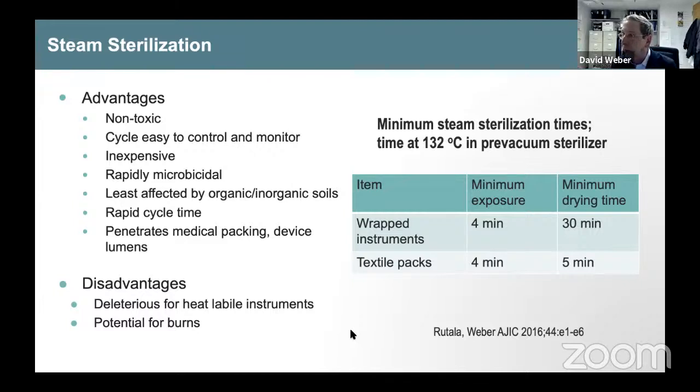And you can see the minimum steam sterilization times at 132 degrees in a pre-vacuum sterilizer for wrapped instruments and textile packs. And then there needs to be a drying time to remove any water vapor, since you don't want the wrapping to be moist. We used to have a time dependent period before wrapped items would be re-sterilized, 10 days, 30 days. Now we use event determined, meaning as long as the paper is intact and the packaging has not been damaged, then they don't need to be re-sterilized at any set time.